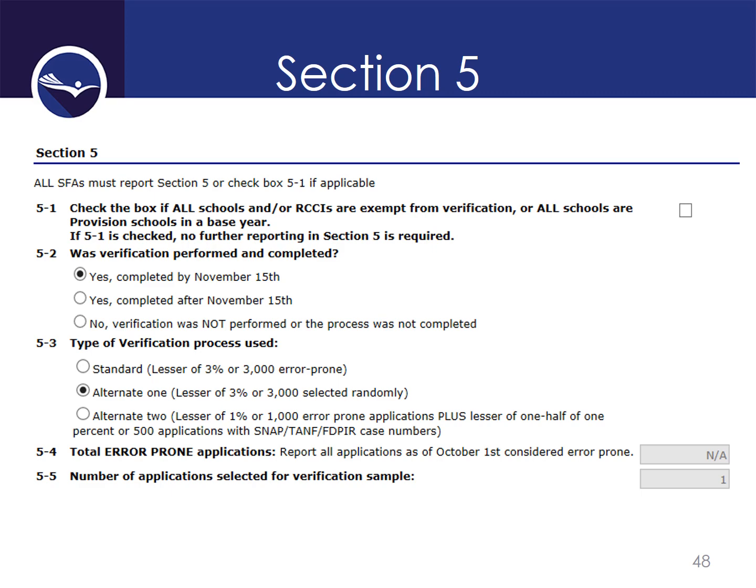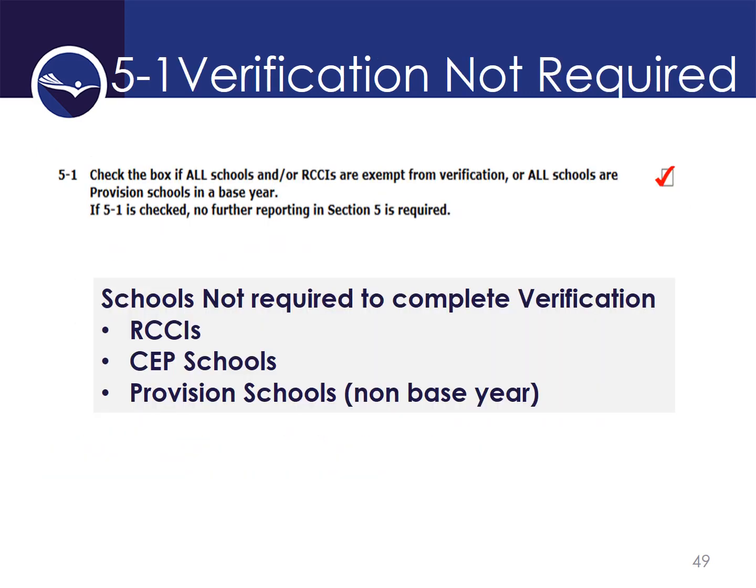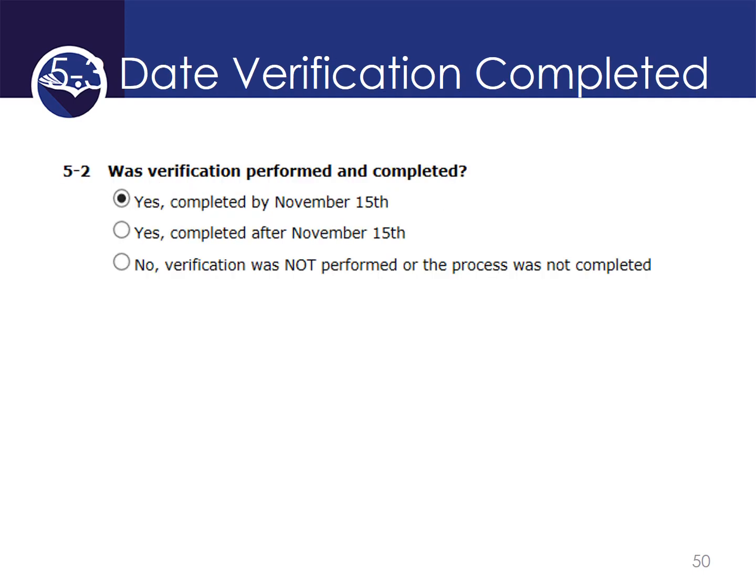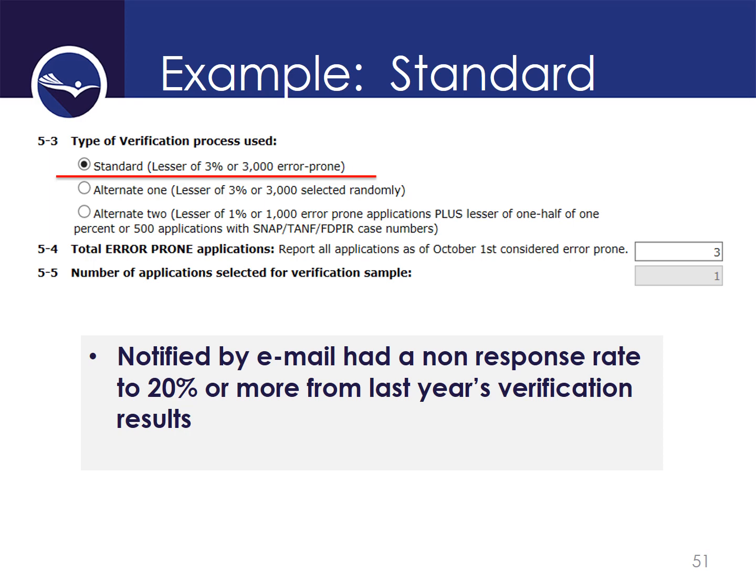In Section 5, all SFAs report the results of verification. Schools and residential child care institutions not required to complete verification will check the box in 5-1. No other reporting is required. All other SFAs will indicate if the process was completed by November 15th in 5-2. The verification method used is reported in 5-3, depending on the type of verification that was required.